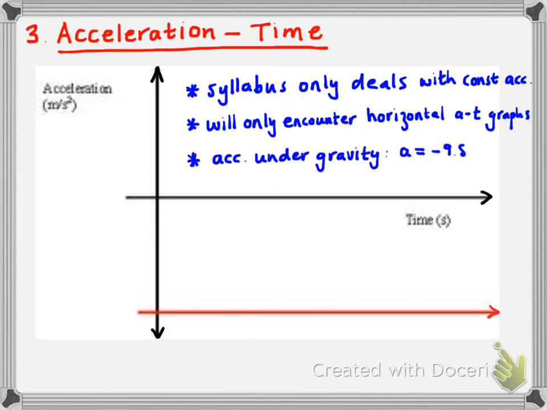One of the more common motions we'll study is objects falling under gravity. And if an object does accelerate under gravity, it's a constant at minus 9.8 meters per second squared. The minus is indicating it's accelerating in a downwards direction. So this graph that we have on the screen at the moment might well be a graph of an object falling under gravity, with that red line indicating constant acceleration, possibly of minus 9.8 if it was under gravity.